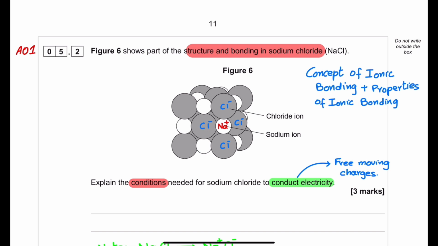Sodium chloride can conduct electricity in 2 states, either in the molten form or in the dissolved form, meaning aqueous solution of sodium chloride. When we dissolve it in water, or heat it up to a very high temperature, sodium chloride splits up into Na plus and Cl negative ions. When these ions are free to move, they carry the charge with them. So, explain the conditions needed for sodium chloride to conduct electricity. Let's see our model answer.